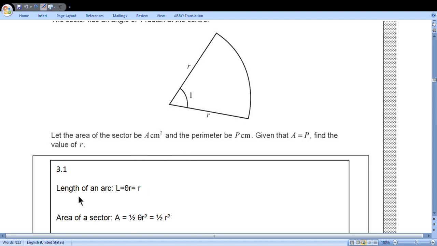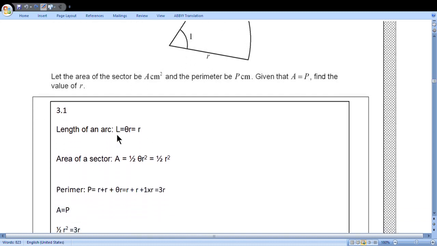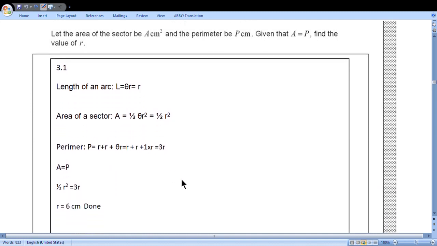Area is half, again section 3.1, area is half theta r squared. Theta is 1, so we have half r squared. Perimeter will be r plus r plus r, because we need the total length. So perimeter is 3r. So area equals perimeter, half r squared equals 3r, and from this we deduce that r is 6 centimeters. Done.